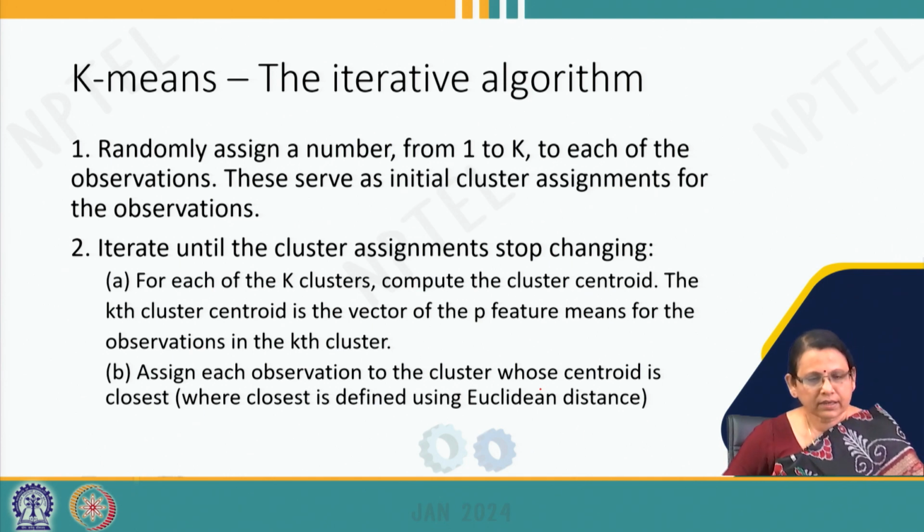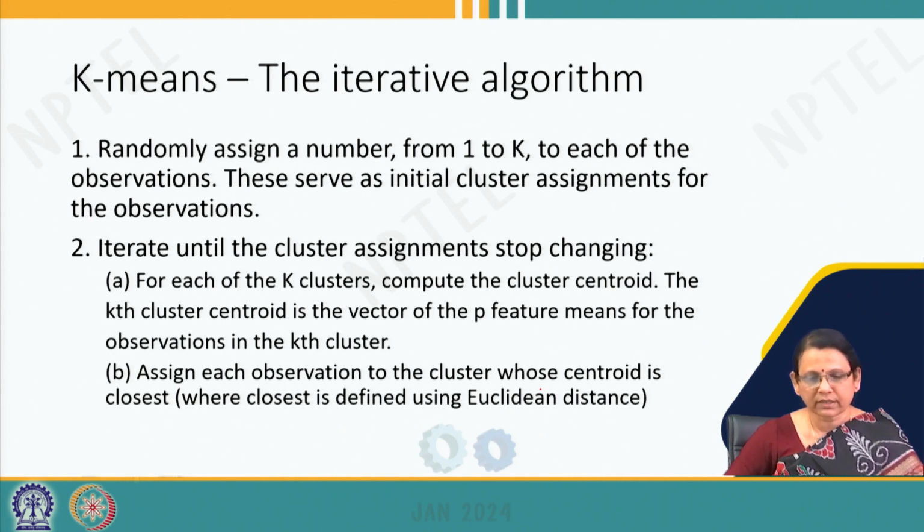And here we randomly assign a number from 1 to k to each of the observations. So, these observations serve as the initial cluster assignments for each. Now, out of this, some will be getting value 1, some will be getting value 2 and so on. So, the points which have a certain cluster value, they will be summed together and you can take the cluster centroid. So, you iterate until the cluster assignment stops changing.